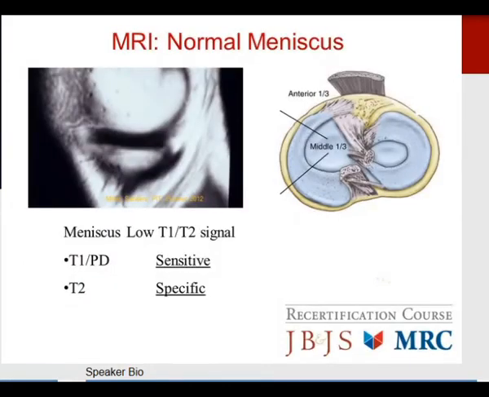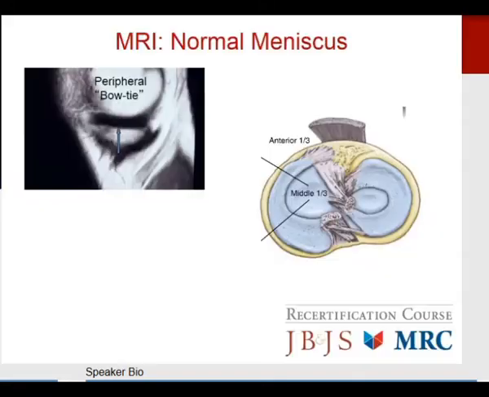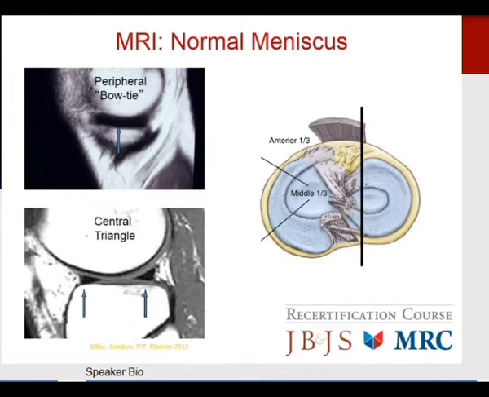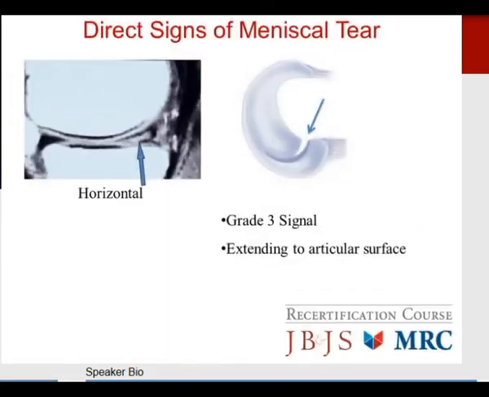Looking at the menisci, they are composed of fibrocartilage, so they're low signal in T1 and T2. The T1 and PD imaging is most sensitive for detecting meniscal tears. When we image through the peripheral aspect of the meniscus, we see that the anterior and posterior horn is connected by the body of the meniscus, and this is referred to as a bow tie configuration. As you image more centrally, you see this anterior and posterior triangle appearance.